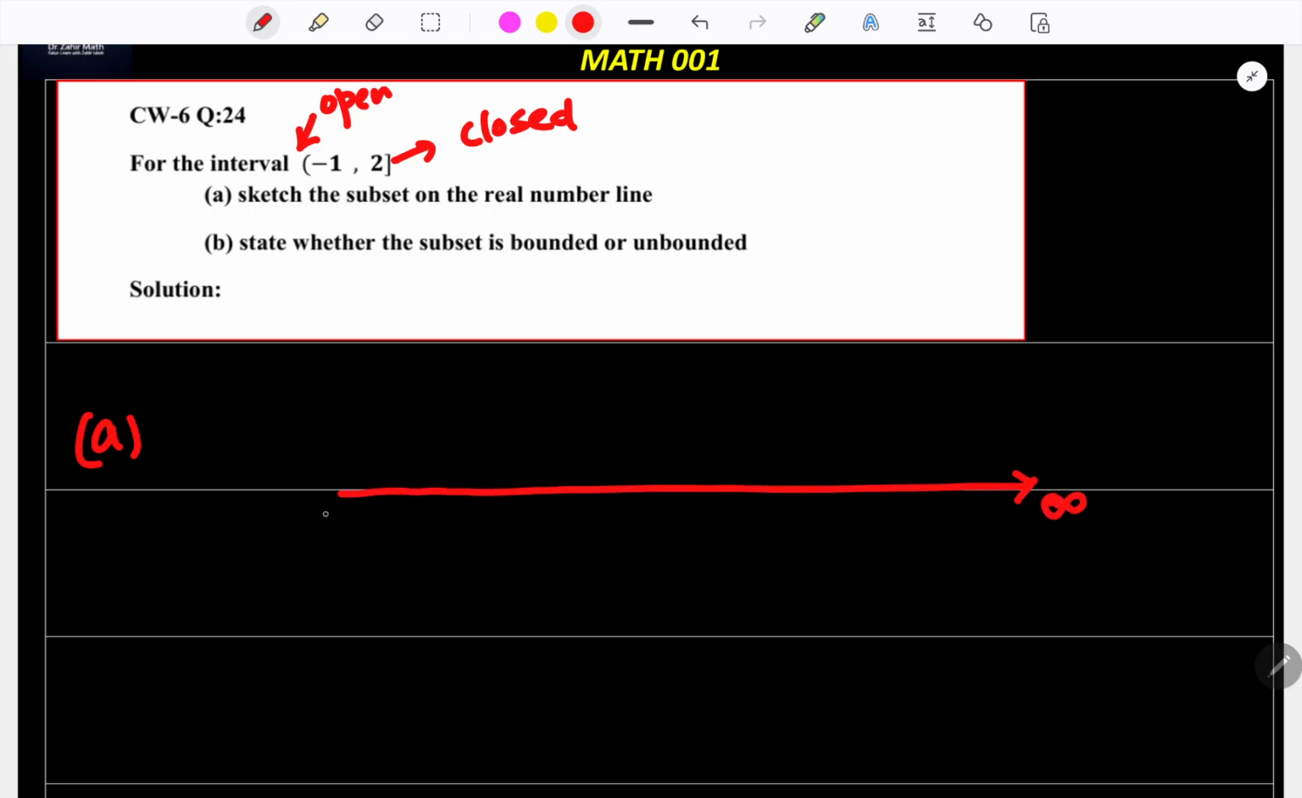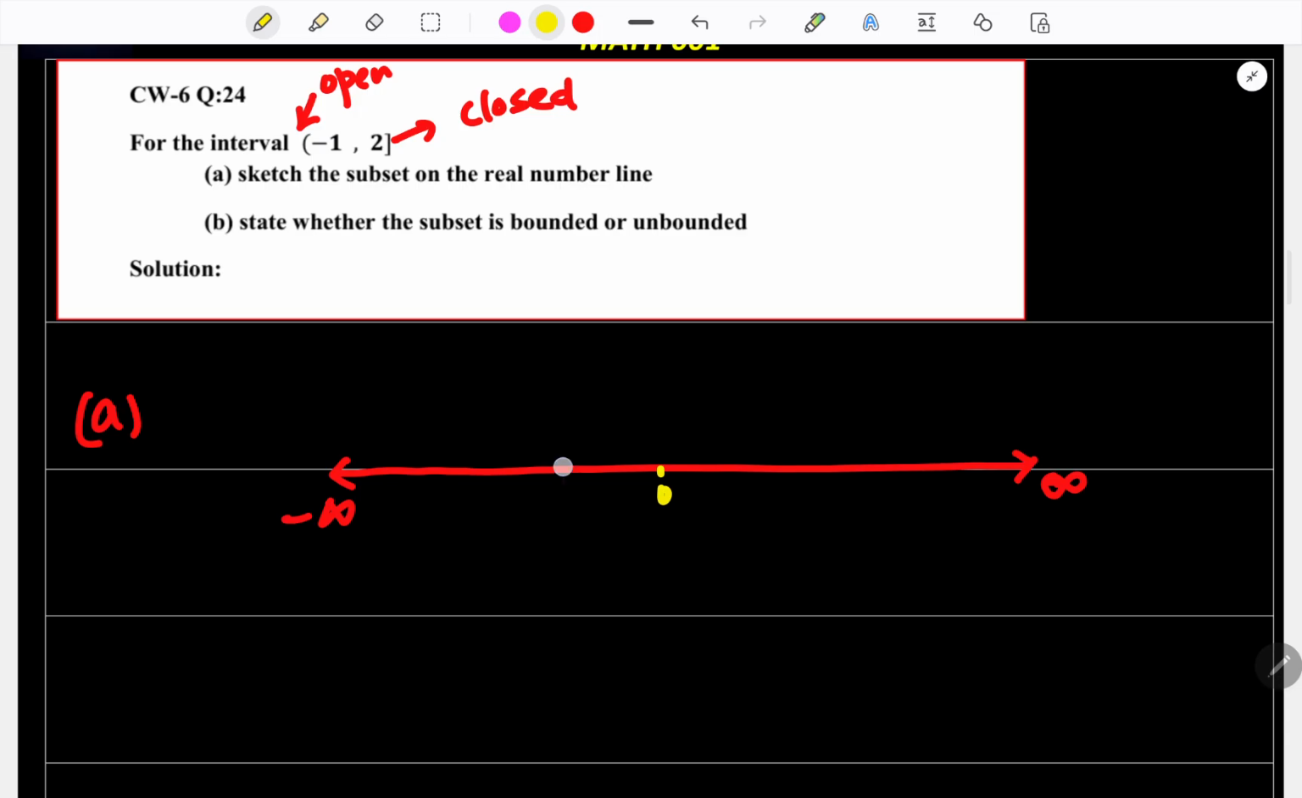This is infinity and this is minus infinity. Let me put the values. For example, this is 0. 0 is not given, but I just want to divide the line into equal parts. Here is minus 1 and here is plus 2.